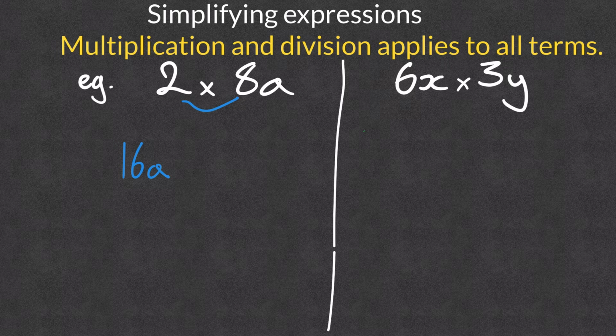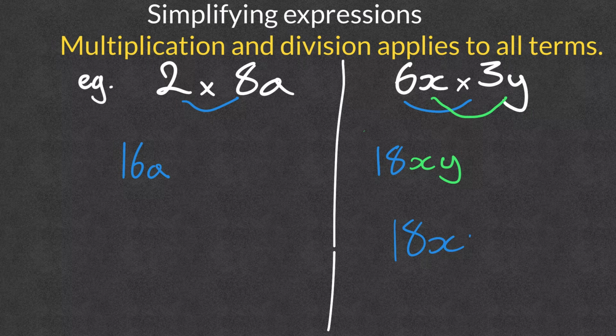Now over on the right side, our numerals are 3 and 6, or 6 and 3. 6 times 3 is 18. And then we have some pronumerals to deal with. The pronumerals are x and y. x times y is just xy. So now our answer for that is 18xy. Hopefully you got those ones right as well.